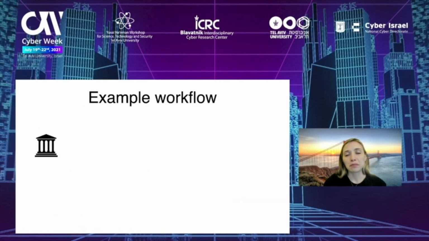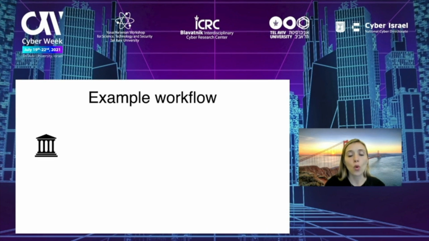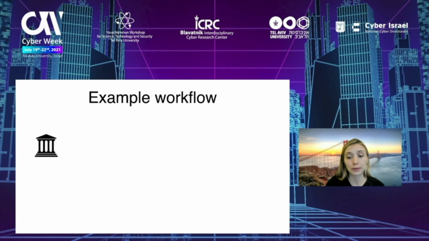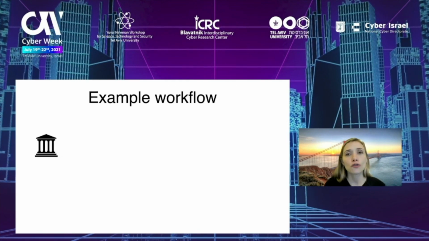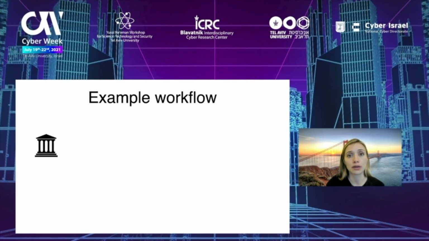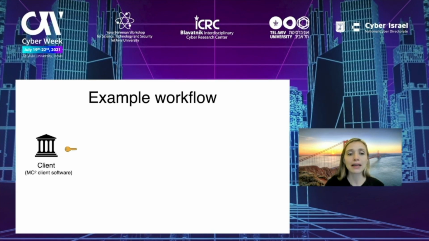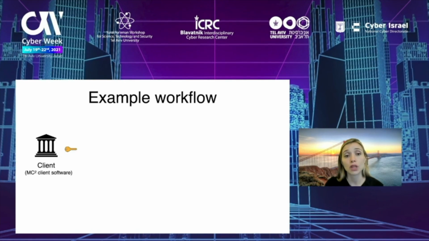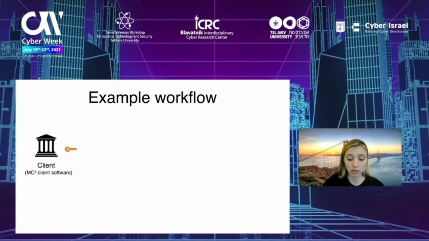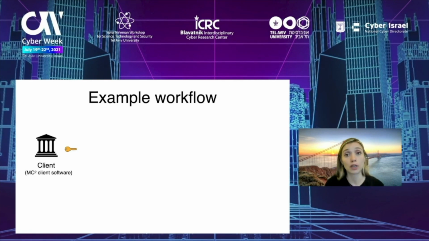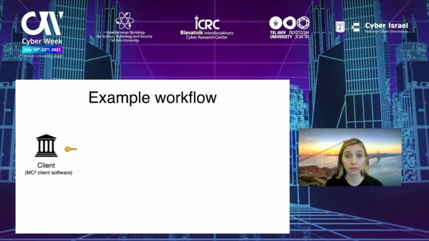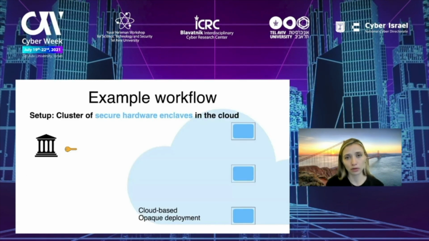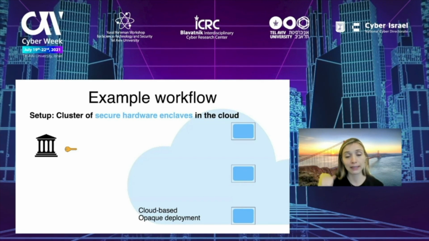So let me give you an example of how one can perform machine learning on confidential data using MC². Let's say we have a bank here from the anti-money laundering example. Now, the bank is going to run the MC² client, the client software. And the bank, as part of this client, is going to generate a key with which its data will be encrypted. Now, on the cloud side, we have a deployment of MC² with enclaves.